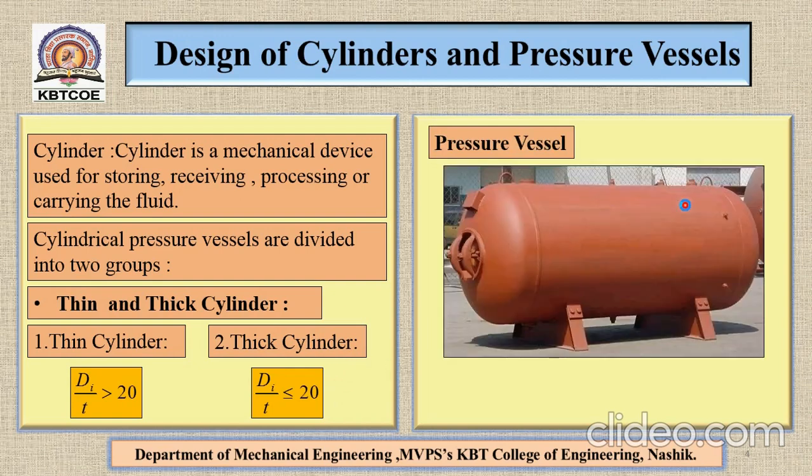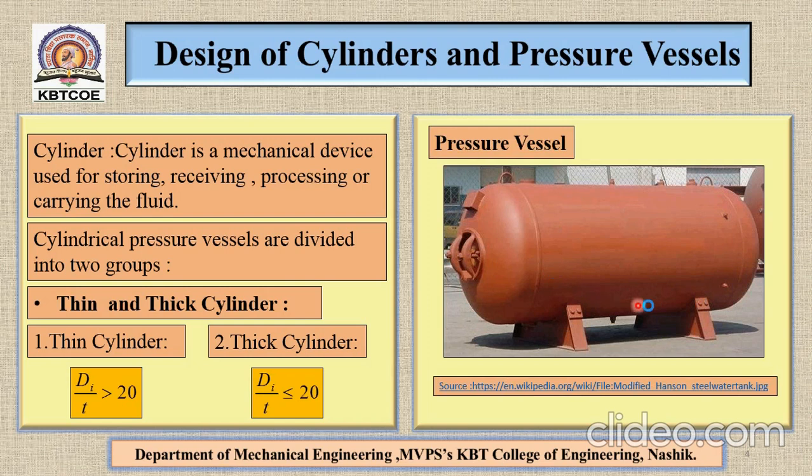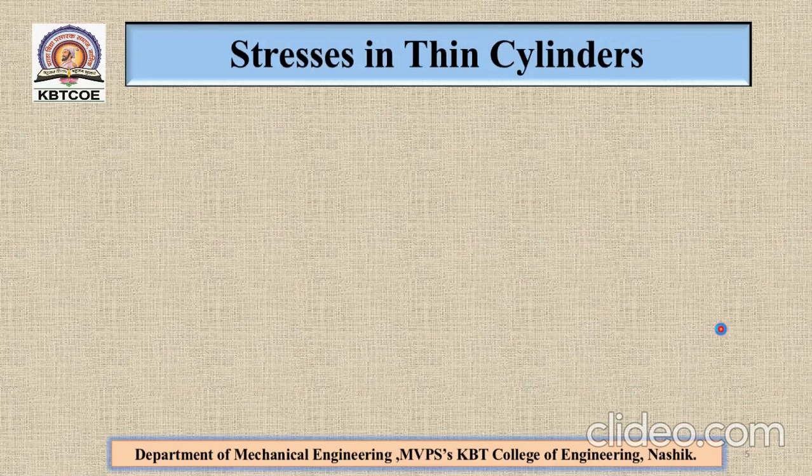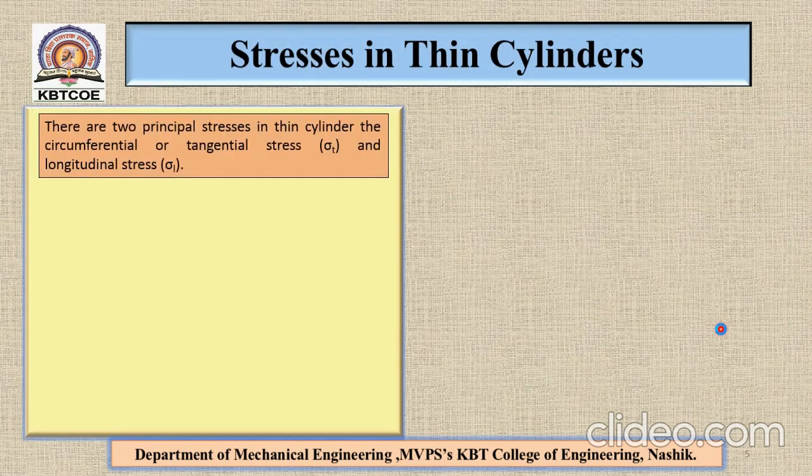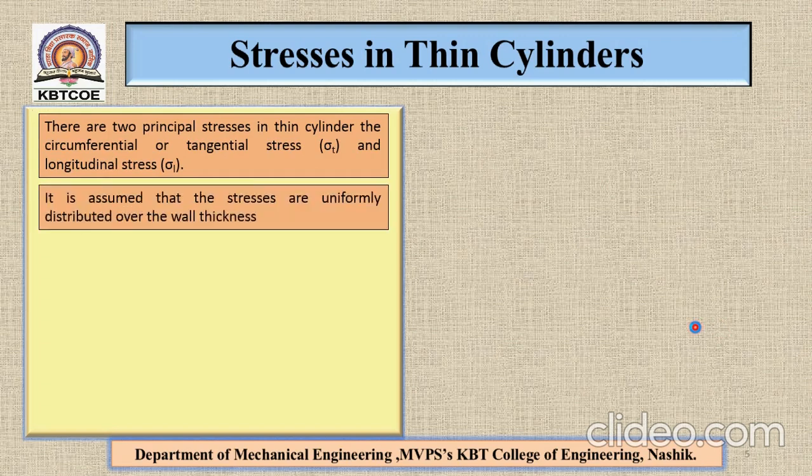Now next, pressure vessel. Now see, this is a typical diagram of the pressure vessel. It consists of this cylindrical shell, then this is called the enclosures, and this is the support. Next, stresses in thin cylinders. There are two principal stresses in thin cylinder, the circumferential or tangential stress sigma T and longitudinal stress sigma L. It is assumed that the stresses are uniformly distributed over the wall thickness.